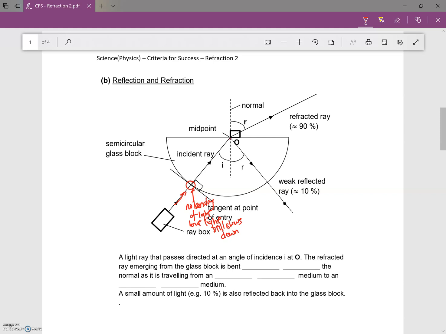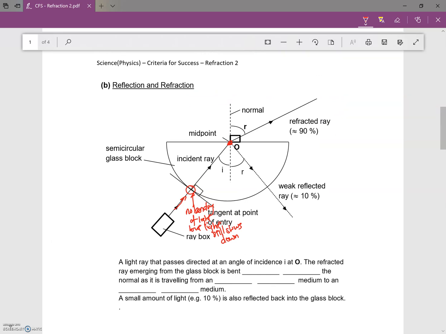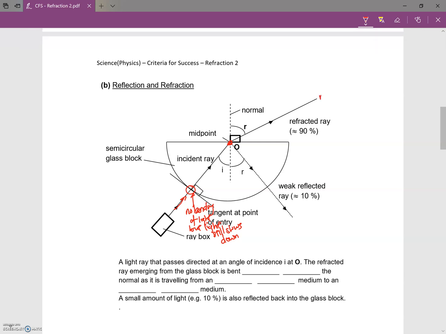Now, when it reaches this point, let's consider this particular point over there. When the light ray strikes this point, it will exit the semicircle glass block. So this is the refracted ray. In all situations, normally there will be some light reflected, about 10%. But to keep things simple, I just want you all to ignore this line. Let's just focus on the incident ray over here and the refracted ray over here.